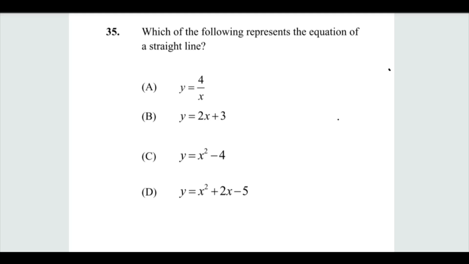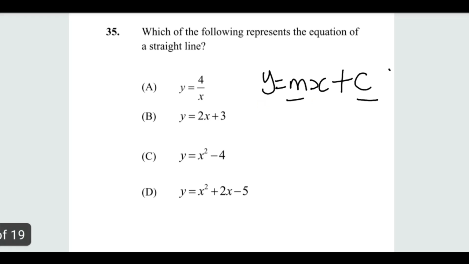This is an easy one. Which of the following represents the equation of a straight line? And we know the equation of a straight line is y equal mx plus c. That is a general form where c is the y-intercept and m is the gradient, and these two will be the x and y values.